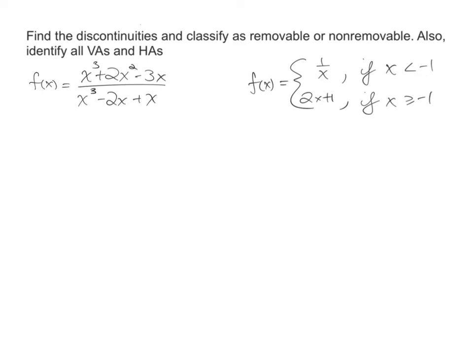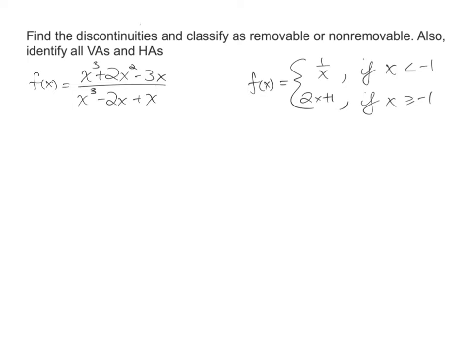Find the discontinuities and classify them as removable or non-removable. Also, identify all vertical and horizontal asymptotes. In this first function here, this is just a straight out rational function.